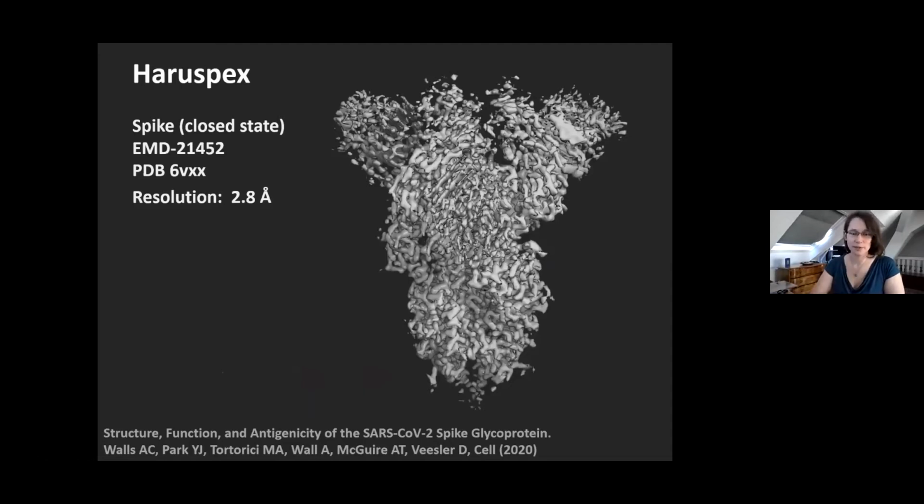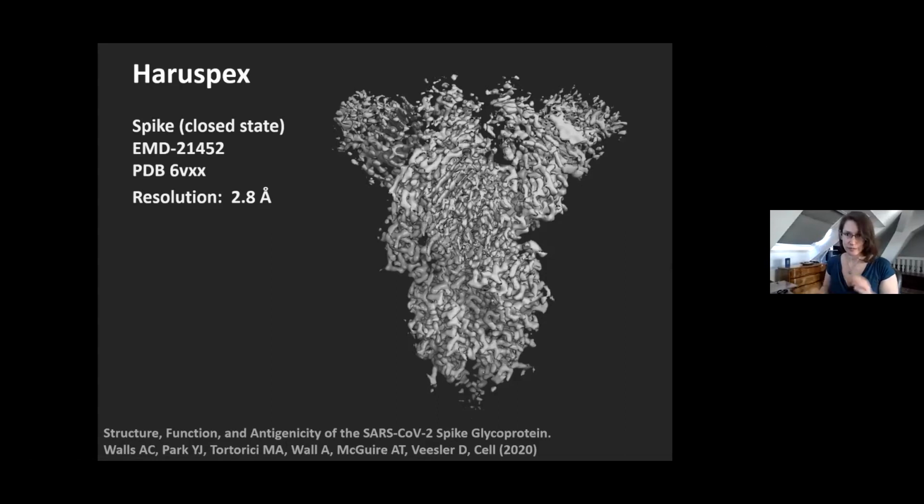One is for Haruspex. This is a very nicely resolved 2.8 angstrom cryo-EM map of the spike head. So if you have the spike, this is the spike, I hope you can see me. Yeah, right, this is the spike coming out from the hull. The bit we're looking at here is the top head. It's also interesting because that's the bit that the antibody binds to. So if you are vaccinated, you'll have that antibody and it binds to the spike.